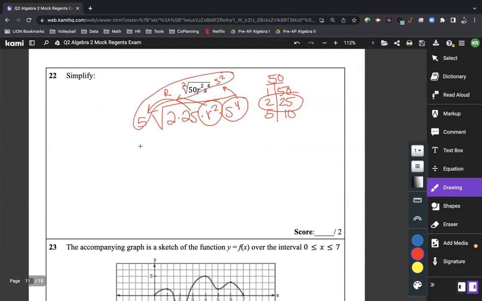Now just bringing all this out, all this needs to be in the front. So I have 5 times r times s squared. All I have left now inside is 2. So it's 5rs squared radical 2 for full credit.